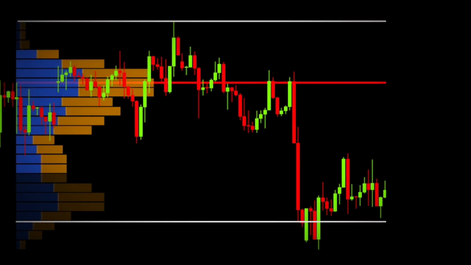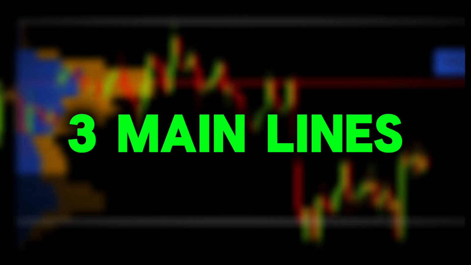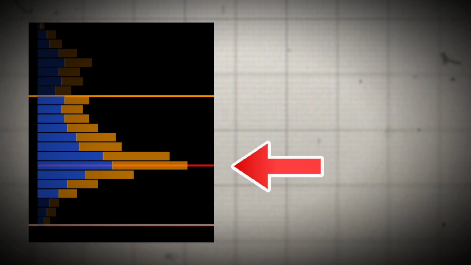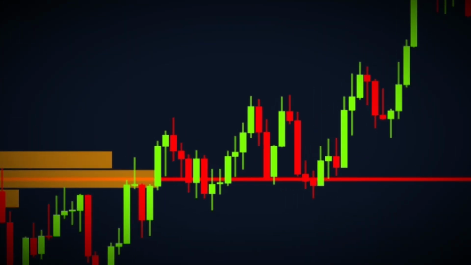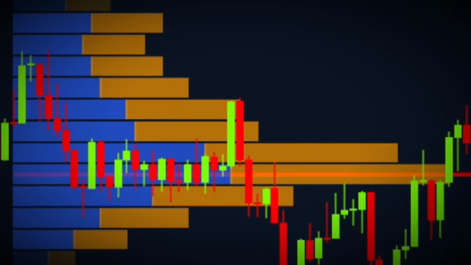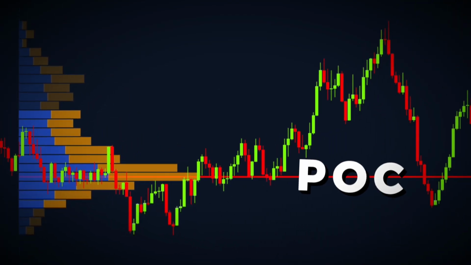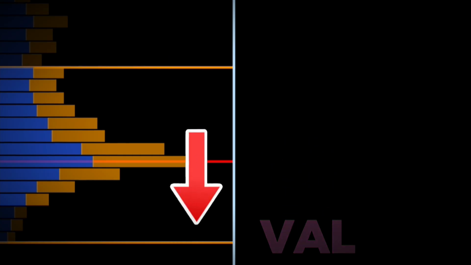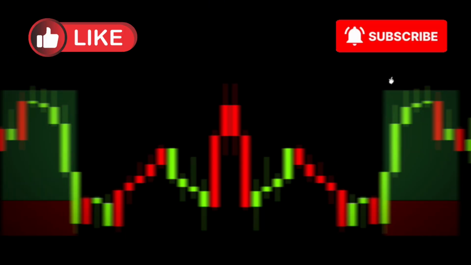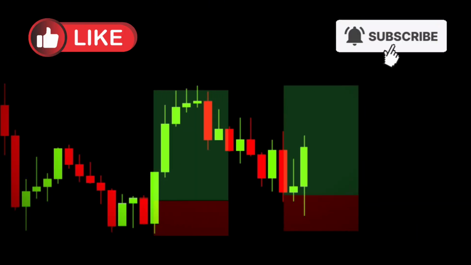When using the volume profile, you'll have three main lines you need to pay attention to. This red line is what is called the point of control, which in other words is the point in this uptrend that had the most amount of volume, or where the most trading was active. Then you have the volume area high represented by this line, and the volume area low represented by this line. In between these lines is a zone, and this zone is where 70% of all volume was traded. And if you use it correctly, it can show you where big money is likely entering and exiting.